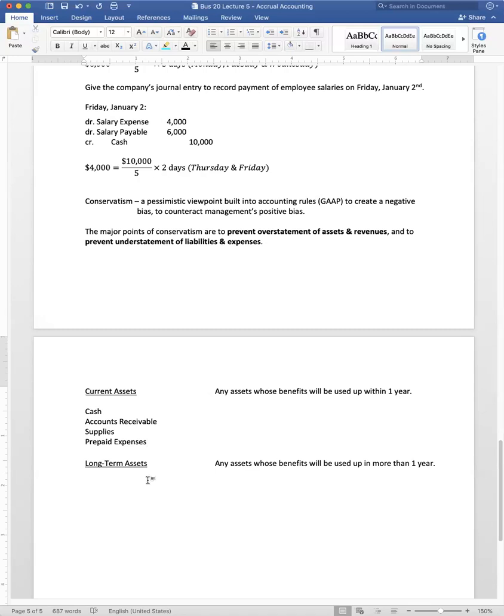Okay, so what's long-term? All the big stuff is long-term, right? What lasts longer than a year? Well, land lasts longer than a year. Buildings last longer than a year. Equipment or machinery, they last longer than a year. Furniture, right? Vehicles, right? Mobile phones, computers, all that stuff lasts longer than a year. So that's going to be in the long-term asset category.